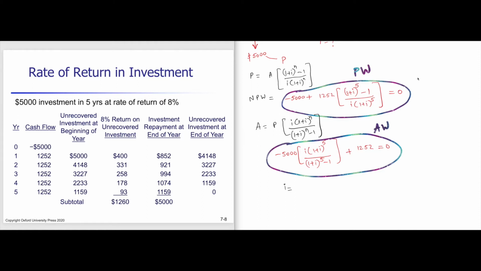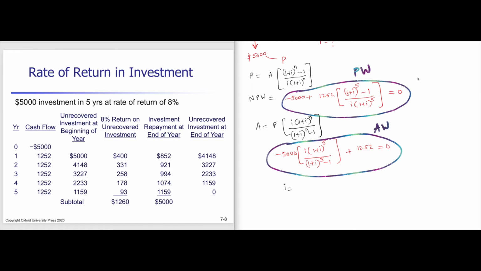So I'm typing in the numbers: negative 5000 plus, sorry, 1252, I'm using present worth, 1252 times 1 plus I to the power of 5 minus 1. So you also do the same thing with me. Not only watching the video, also have this as a practice.